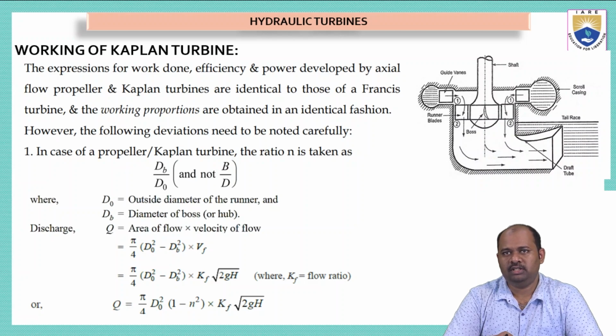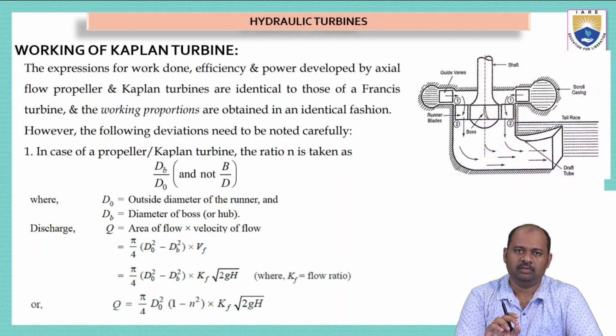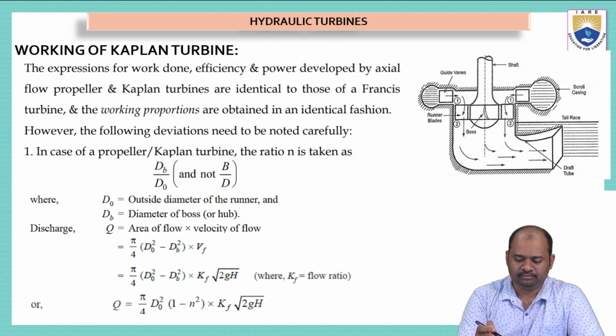The expressions for work done, efficiency and power developed by axial flow propeller Kaplan turbines are identical to those of a Francis turbine. We have seen these already in the previous lectures, the work done, efficiency and power. All those formulas are perfectly valid for this Kaplan turbine as well. But some formulas will be changed, like the discharge. Discharge is different for Francis turbine and Kaplan turbine. Remaining all formulas are very similar. They will have the same formula, and so we can use those formulas of Francis turbine in this case.